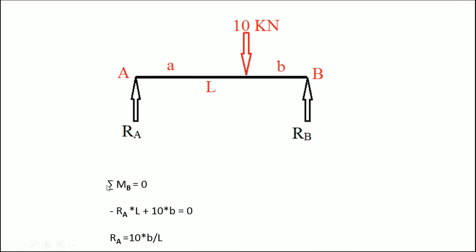This is nothing but the expansion of the summation of moment at point B equal to 0. Once we transfer this to the RHS, we will get reaction force RA in terms of B and L. B and L are nothing but the distances which will be given. So we can find out the RA. Similarly, we can find RB by considering the summation of moment at point A equal to 0.